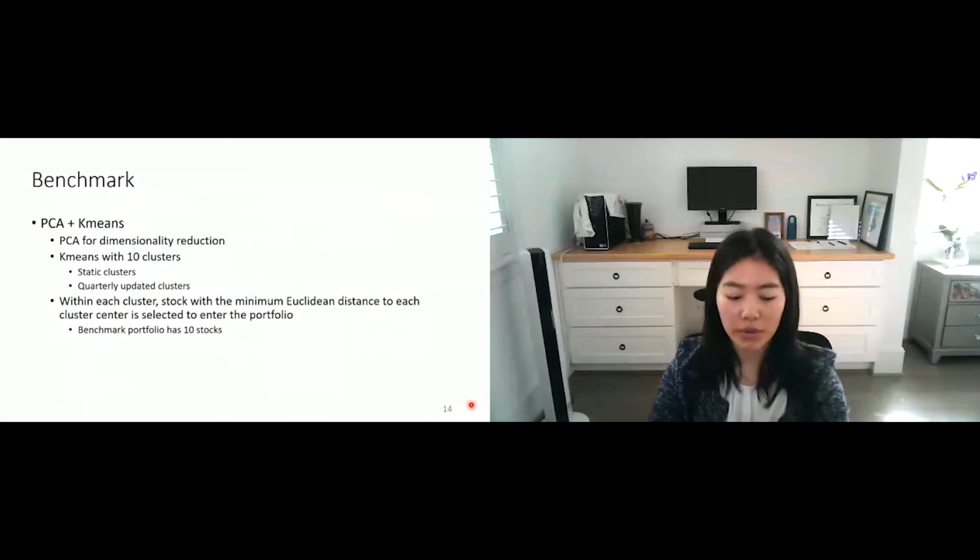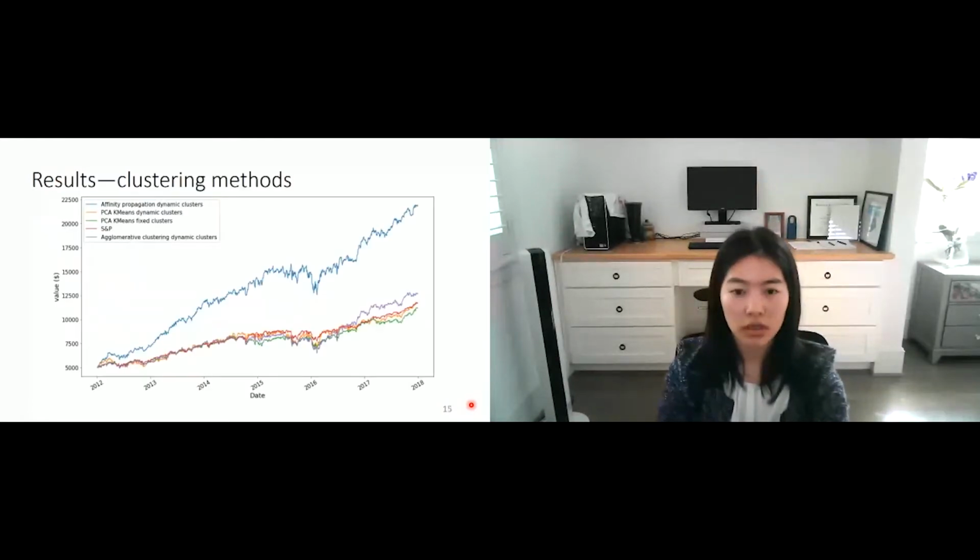And we also had a benchmark method, which was K-means with a fixed number of 10 clusters. And we did static clusters and quarterly updated clusters. And now I'm showing the results for our simulation for the entire time frame.